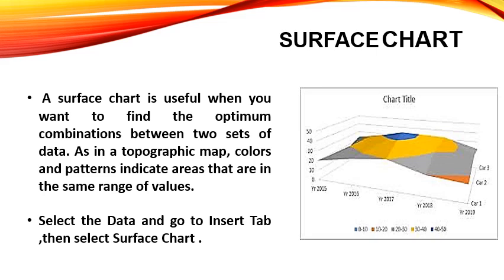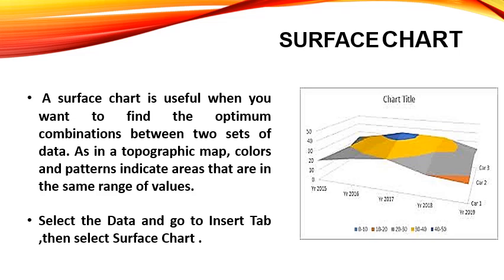Surface chart. Data arranged in columns or rows in the worksheet can be plotted in a surface chart. It is useful when you want to find optimum combinations between two sets of data. As in a topographic map, colors and patterns indicate areas that are in the same range of values. You can use a surface chart when both categories and data series are numeric values.